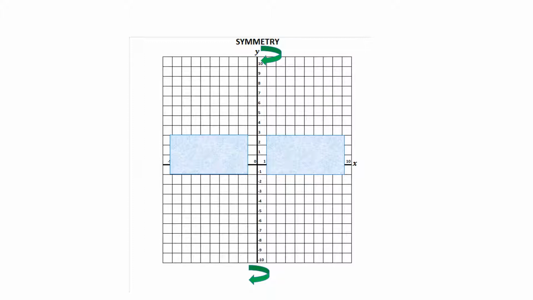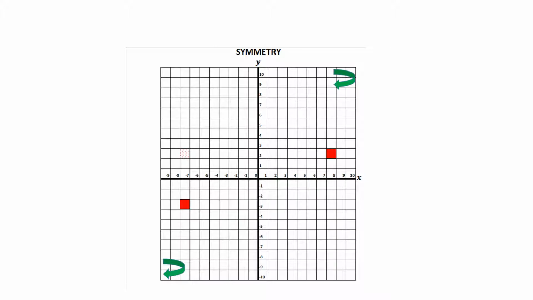But if we flip it across the y-axis, and you can think of this as left to right and right to left, we would get the same picture because we see the box on both sides. And so this is symmetric about the y-axis. In this picture, we have 2 red boxes. Now, if you flip it up to down and down to up, you do not get the same picture. If you flip it right to left and left to right, you do not get the same picture.